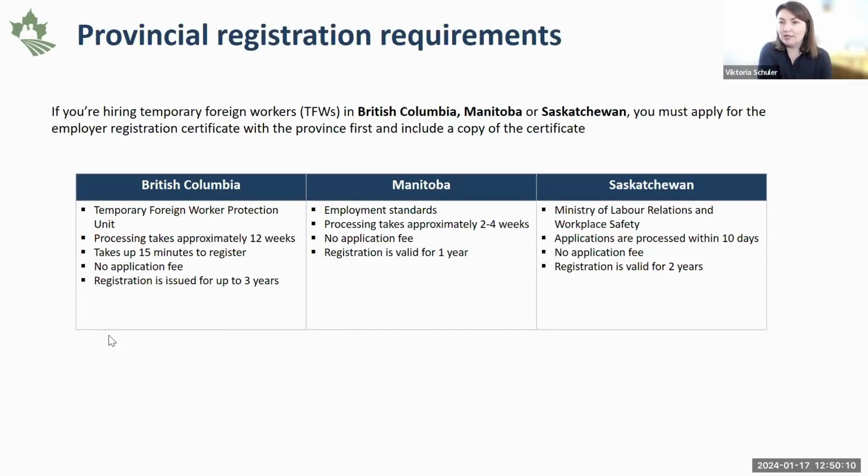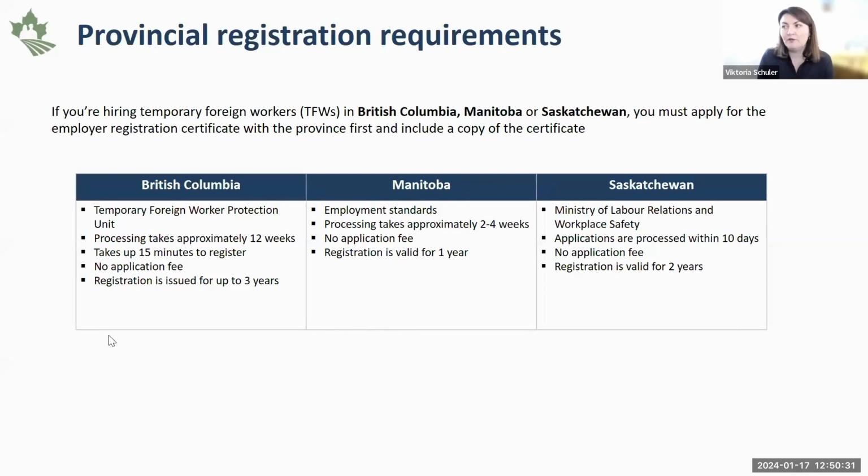I haven't checked it in the past months, so that was before New Year. I know that they were very much behind, and especially those employers whose registration had expired had to wait before they could submit an LMIA application. But the registration is only 15 minutes, no application fee is required, and it's valid for up to 3 years.